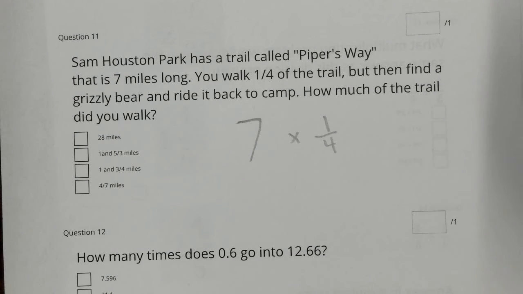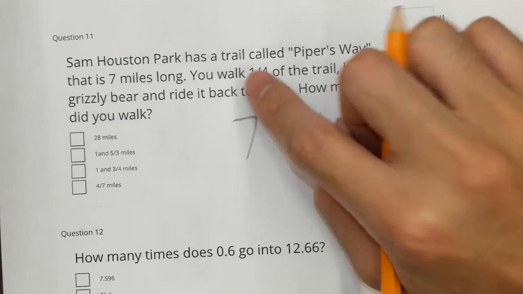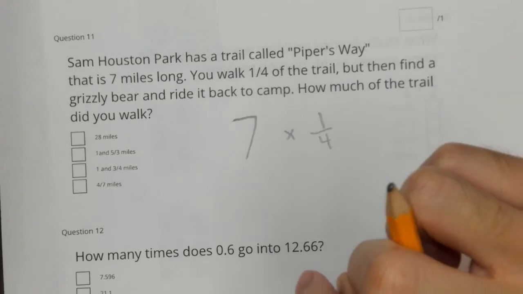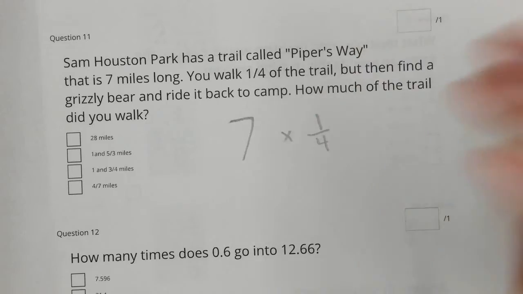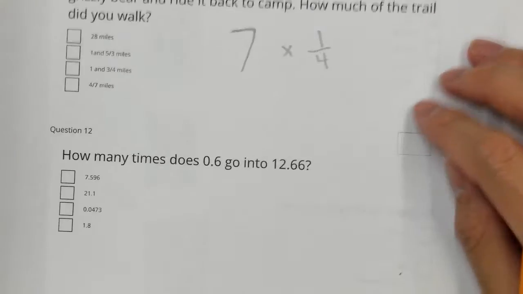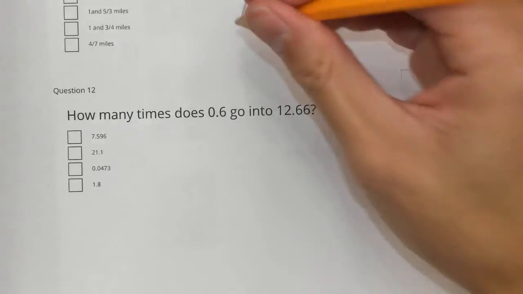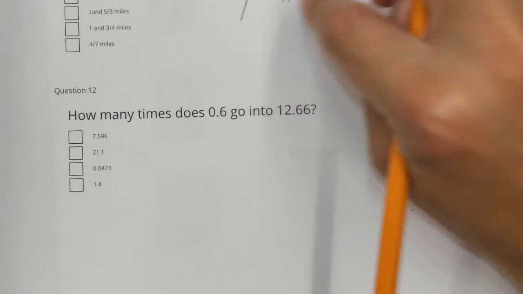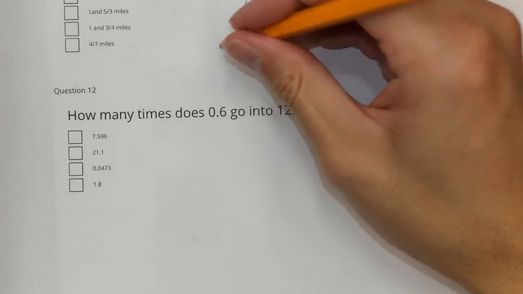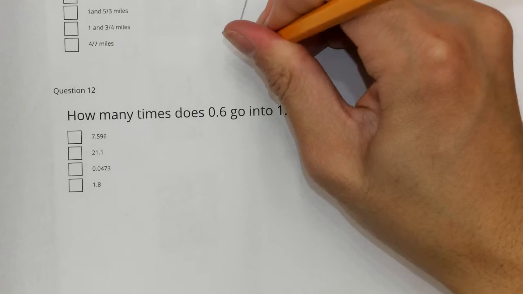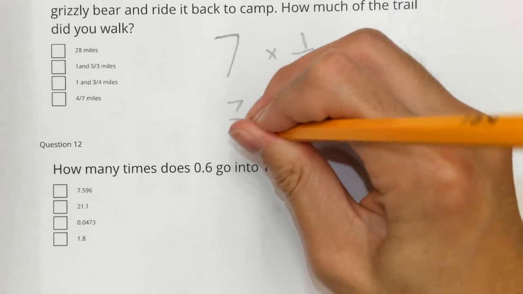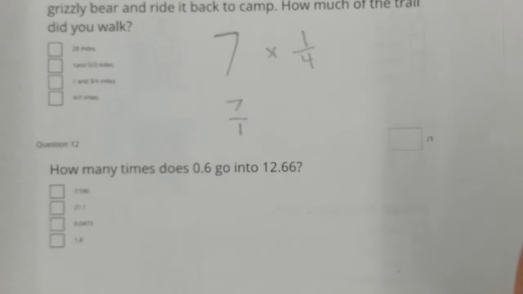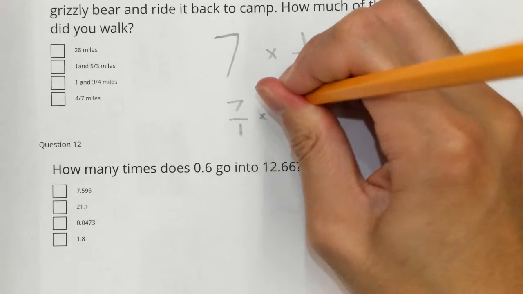Let's just do it the way we have it. 7 times 1/4. Well, this is a whole number and this is a fraction. So what I got to do is make that 7 into a fraction as well. So 7 is the same thing as 7 over 1. Right? Times 1 over 4.